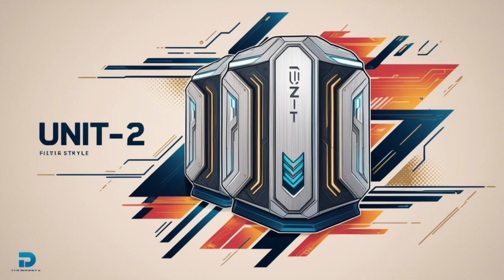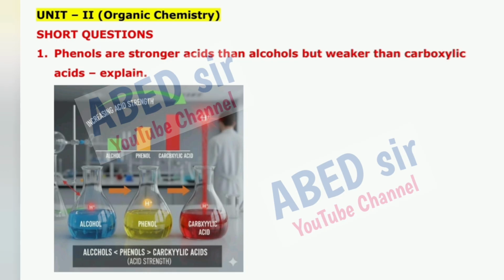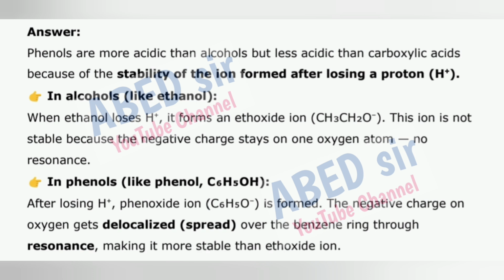Unit 2 first important short question is: phenols are stronger acids than alcohols, but weaker than carboxylic acids. Explain. Answer. Phenols are more acidic than alcohols, but less acidic than carboxylic acids because of the stability of the ion formed after losing a proton, H+. In alcohols, like ethanol, when ethanol loses H+, it forms an ethoxide ion, CH3CH2O-. This ion is not stable because the negative charge stays on one oxygen atom, no resonance.